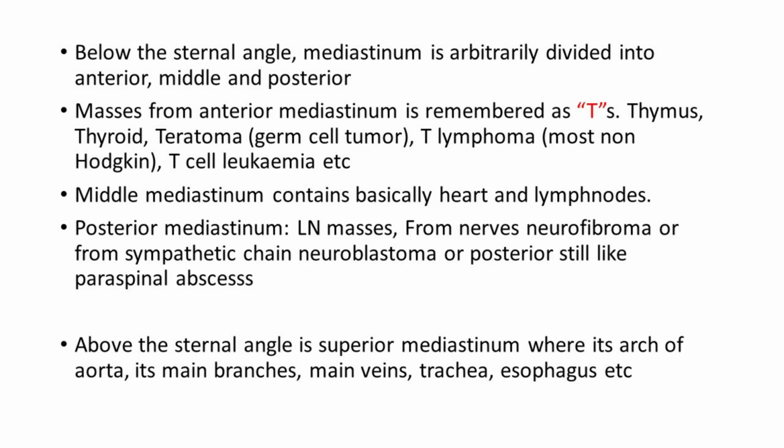neurofibroma can come from the nerve and give a shadow, and from the sympathetic chain you can have neuroblastoma, and occasionally the paraspinal abscess shadow can simulate the mediastinal widening in X-ray appearance.